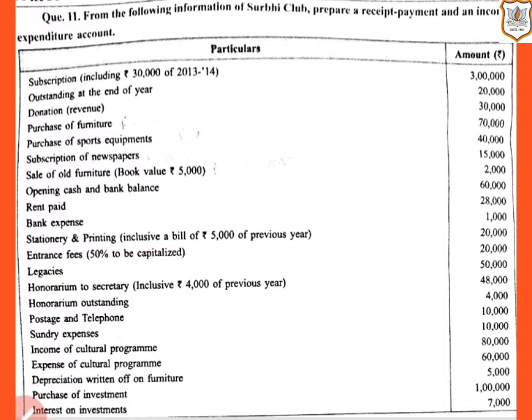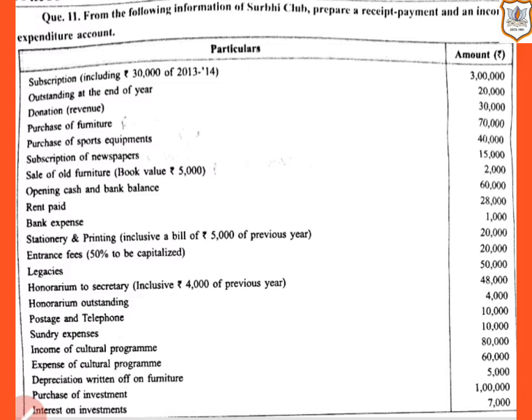Now let us see the question. The first item given is subscription. In the bracket it is given, including rupees 30,000 of 2013-14, the amount is 3 lakh. And here we are preparing the income and expenditure account for the year ending 31st March 2015, that is, year 14-15 is our current year. Below that, the outstanding at the end of the year is given, that is 20,000. That is, subscription is yet to be received at the end of the year, that is 20,000.